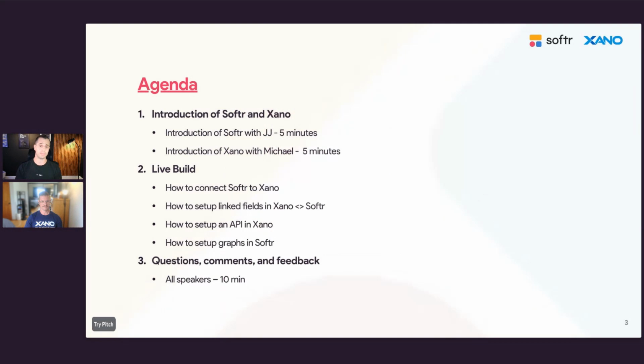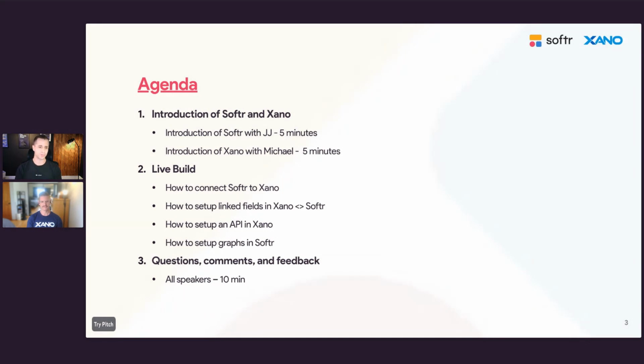We're also going to set up an API in Xano. We've already actually built the API, but we're going to walk you through the API that we built. It has some AI infused into it, and we're going to show you how you can trigger that API from Softr to hit Xano, to hit some fancy automation and AI, and then to bring it back into Softr.